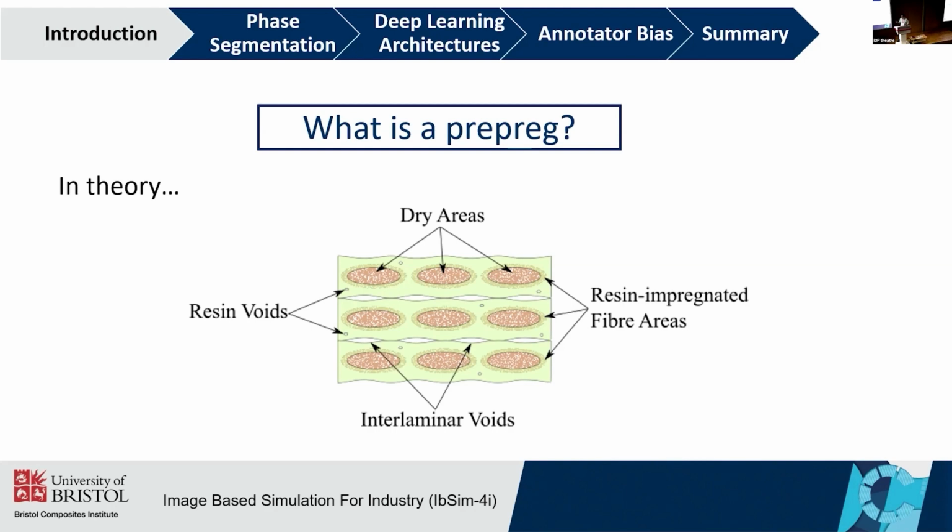So one of them is called dry areas. These are the fiber bundle with air. Then we have the resin matrix around this fiber. Then also we have the resin impregnated fiber areas, so those fibers that have been fully impregnated with resin during the manufacturing process of the prepreg. And then we have the interlaminar voids that are normally caused during the layup of the laminate. So this is the theory, and this is the uncured state of the prepreg laminate, so before it undergoes consolidation and curing.